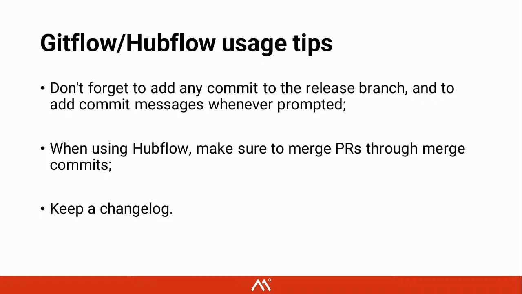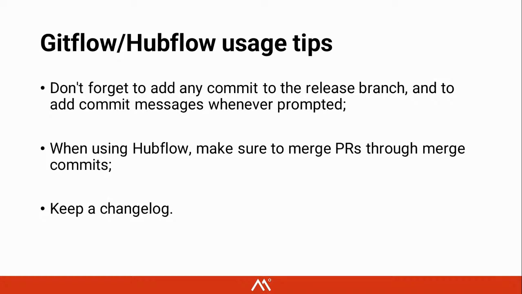Don't forget to add any commit to release branch and to add commit messages whenever prompted. That's especially when back merging commits from the master branch to develop, because since Gitflow and Hubflow attach a tag to each release, they will try to merge this tag back to develop. And if there aren't any commits on the release branch, or even there is no message to the commit which is trying to be merged, it won't work. So you end up without this proper commit on develop.